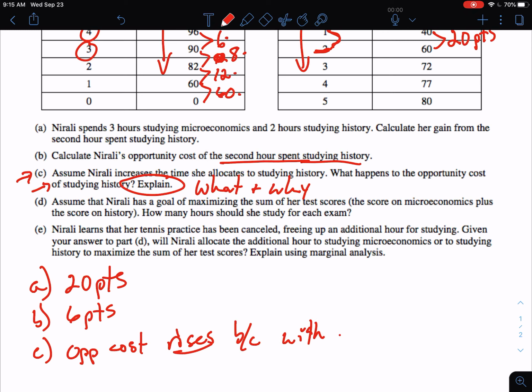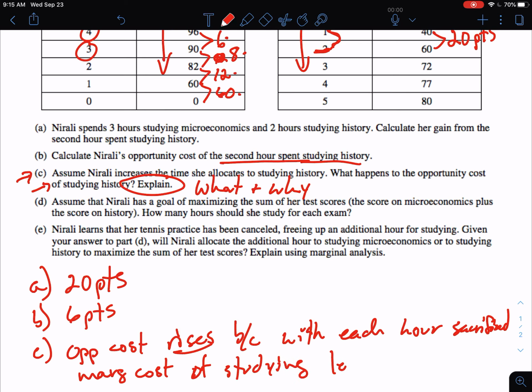with each hour sacrificed, the marginal cost of studying less micro rises. The what is very clear. Rises, there's no negotiation. But the why, there are a lot of different ways that you can answer that. That's how I did it, but there are other ways.